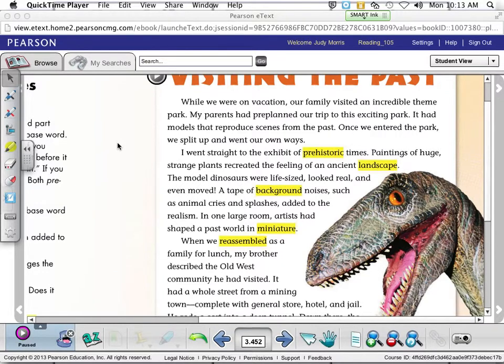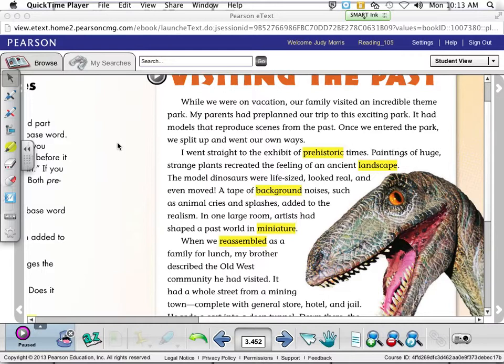These are your vocabulary words for the week. You have prehistoric, landscape, background, miniature, and reassembled. You'll need to know the spelling of the words as well as the vocabulary definition for the words. Where can you find the vocabulary definition for your words? Noah? In your reading street book or in a dictionary.